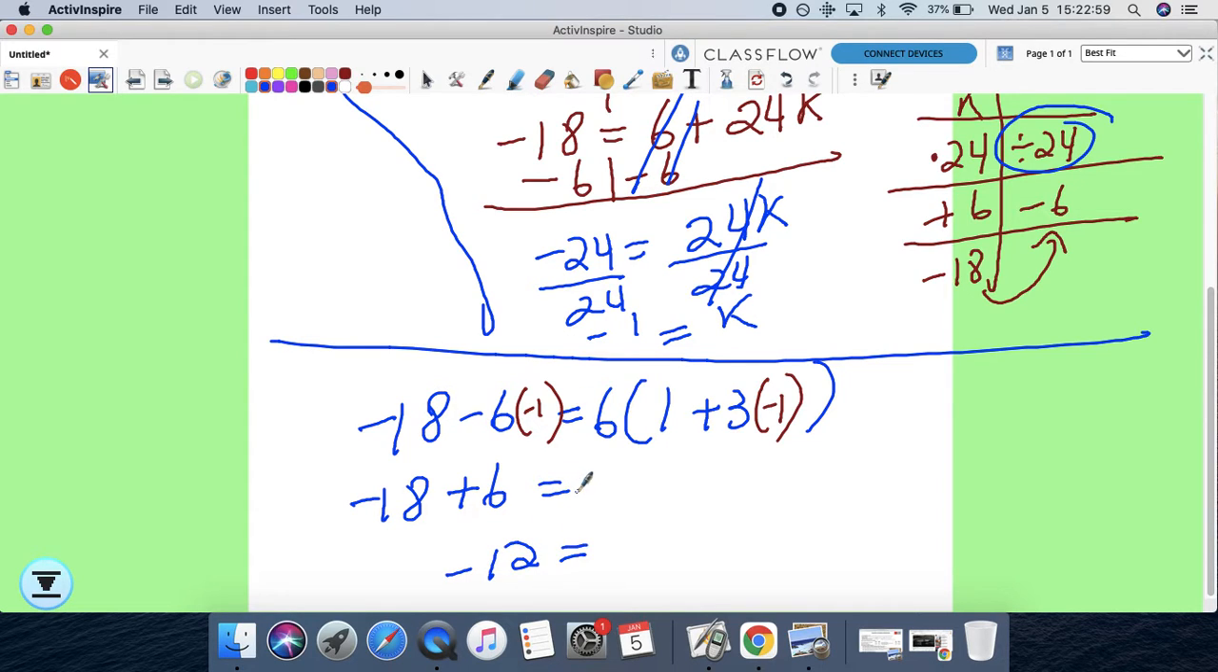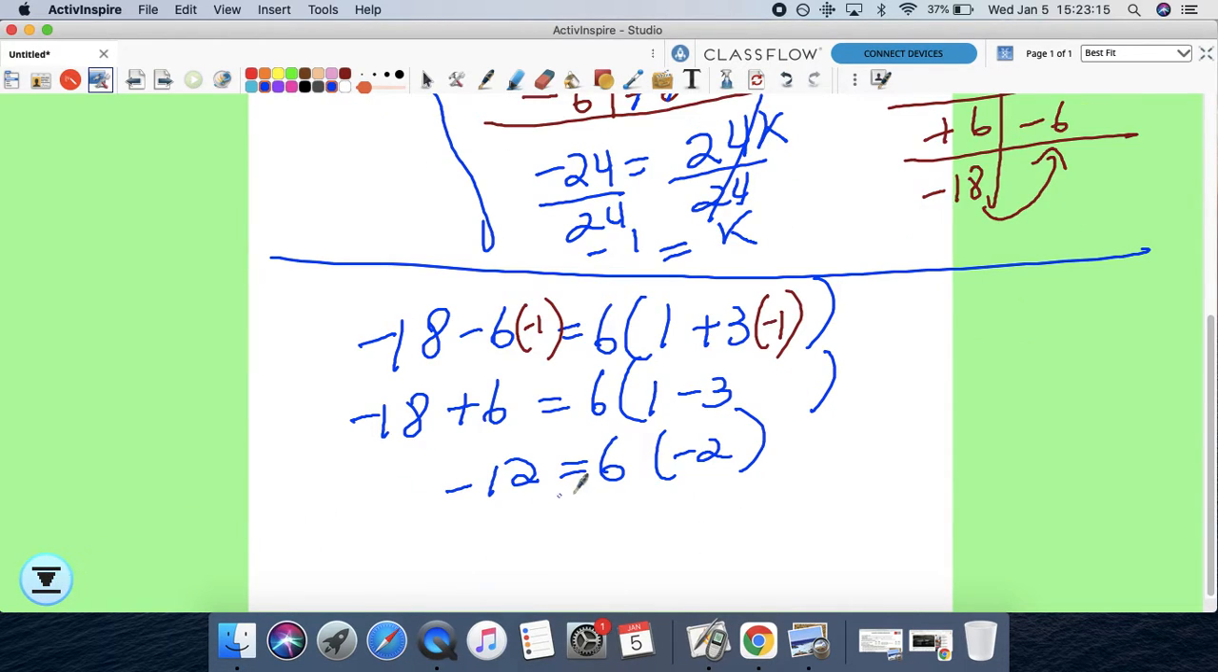On the right side, 6, and then parentheses, 1. And then what's positive 3 times negative 1 is negative 3. Then 1 minus 3, it's negative 2. Then we finally get negative 12 equals 6 times negative 2, which is negative 12.